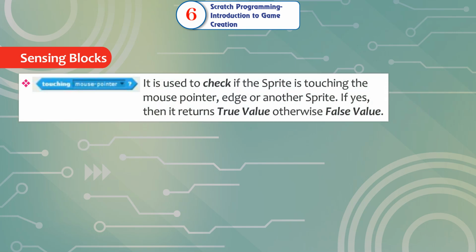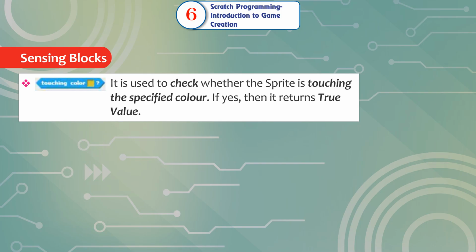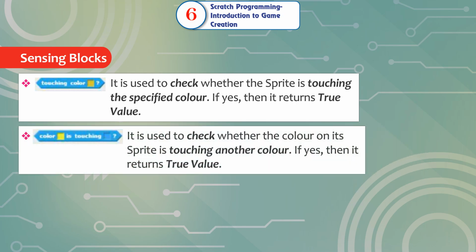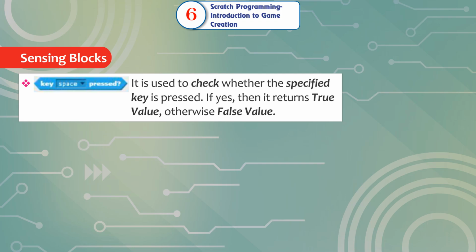It is used to check if the sprite is touching the mouse pointer, edge, or another sprite. If yes, then it returns true value, otherwise false value. It is used to turn the video on or off depending on the given arguments. It is used to check whether the sprite is touching the specified color. If yes, then it returns true value. It is used to check whether the color on its sprite is touching another color. If yes, then it returns true value. It is used to check whether the specified key is pressed. If yes, then it returns true value, otherwise false value.